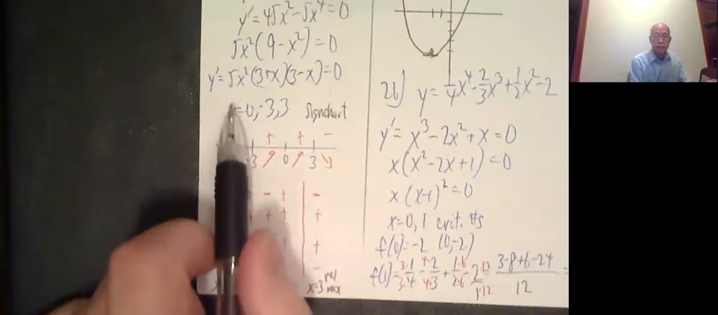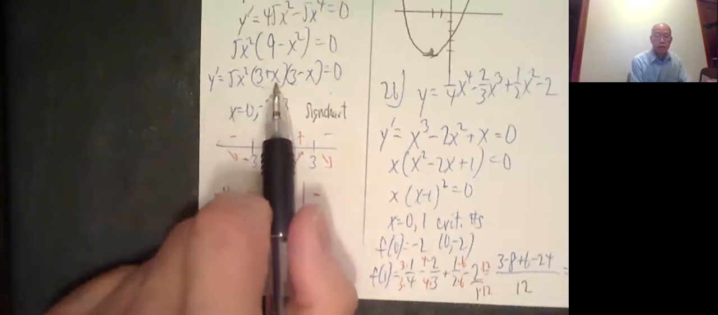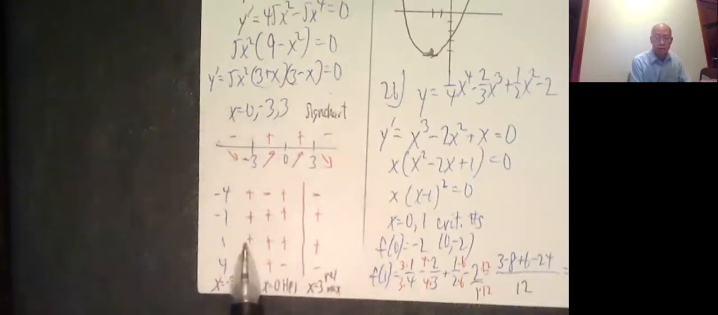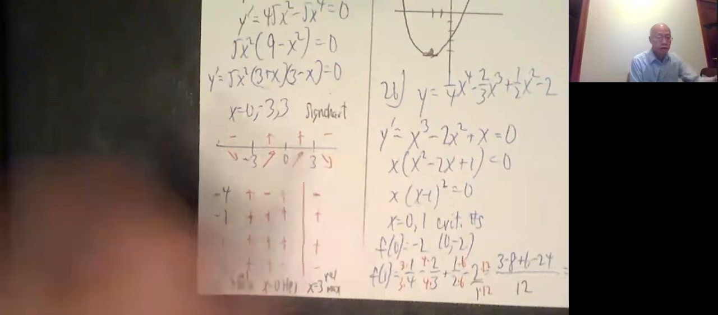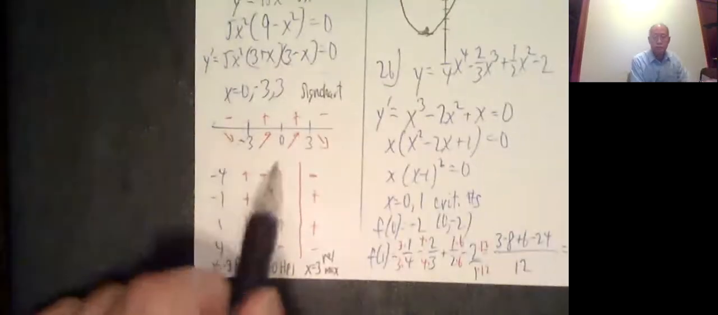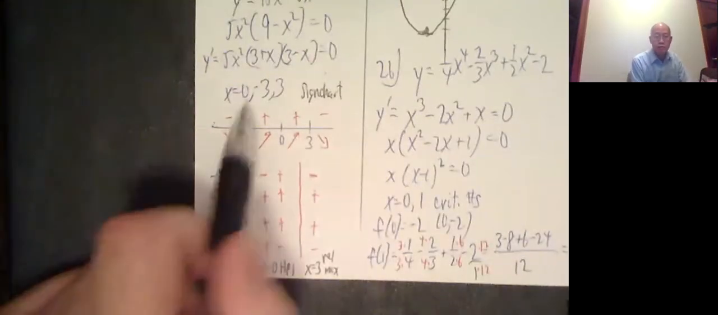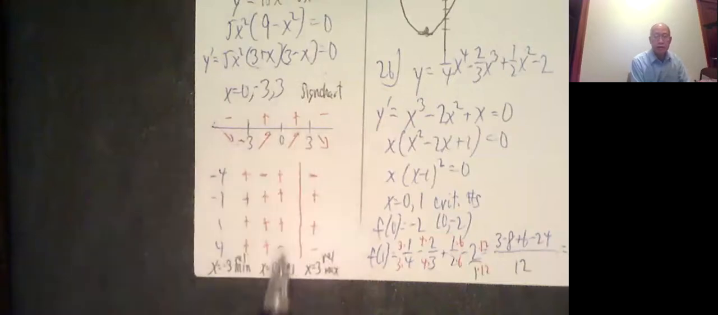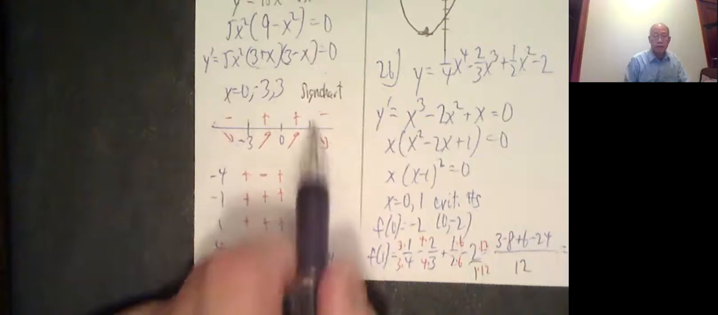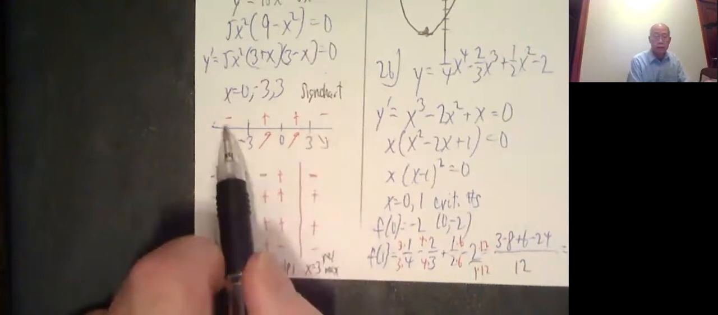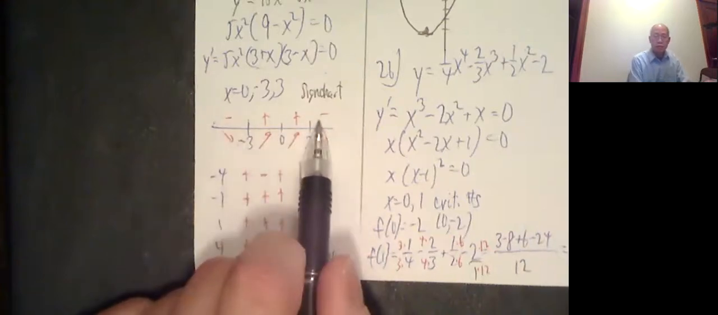Plug in 1, we already know this is positive. 3 plus 1, positive. 3 minus 1, positive. They're all positive, so once again, positive. Then I plug in 4. I already know this is positive. 3 plus 4, positive. 3 minus 4 is negative. So if I multiply a positive times a negative, it comes out to be a negative. So my sign chart is minus, plus, plus, minus.